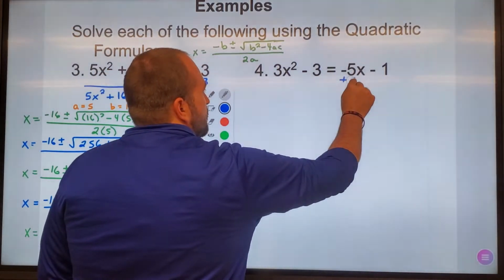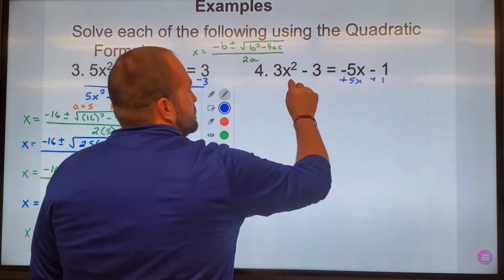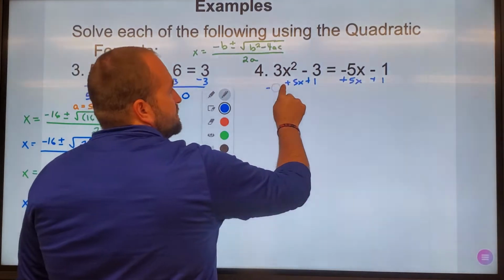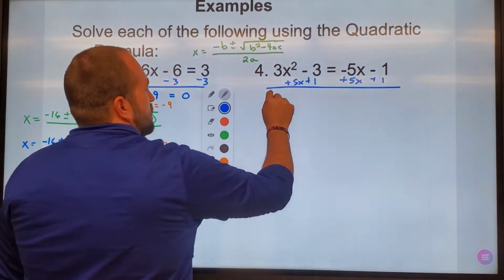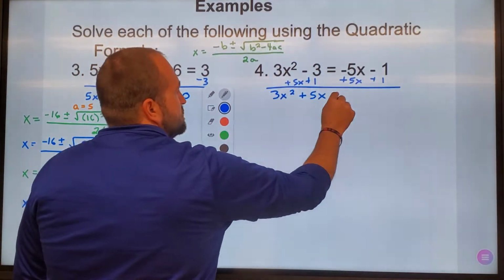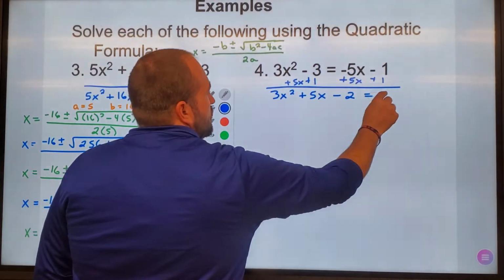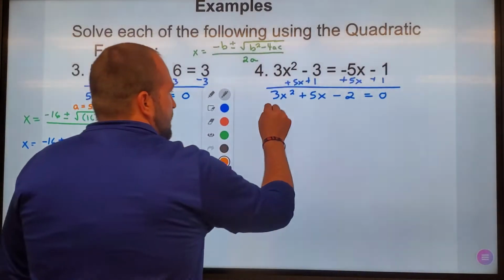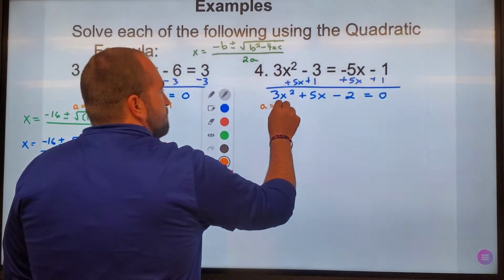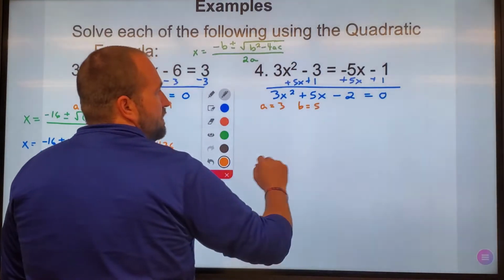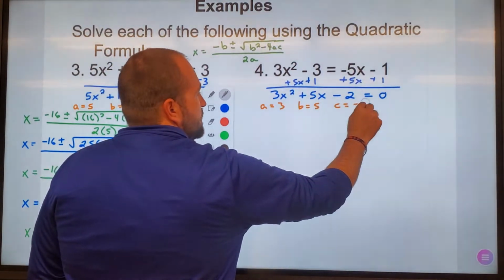I'm going to add 5x. I'm going to add 1, so I'm going to add 5x in the middle here because that would be the middle. And then add 1 directly below that 3 because they're like terms, which gives me 3x squared plus 5x minus 2 equals 0. And again, now I'm going to identify my values of a, b, and c. A equals 3. B equals 5. And C here equals -2.